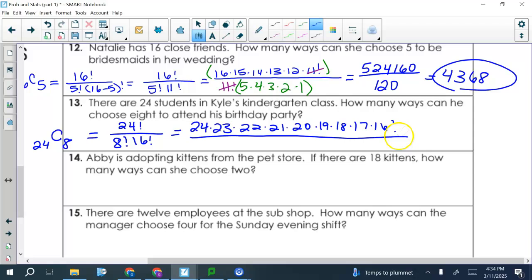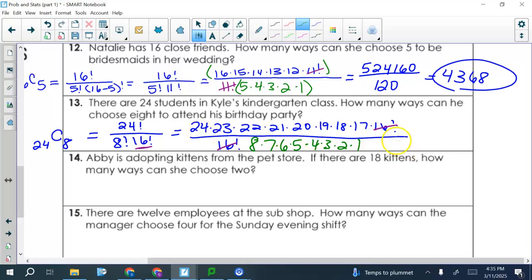And then over that 16 factorial, again, those two will cancel, but what doesn't cancel is that 8 factorial. So we have to leave that 8 times 7 times 6 times 5 times 4 times 3 times 2 times 1 in the denominator.